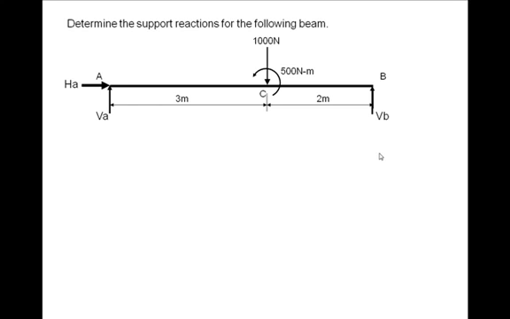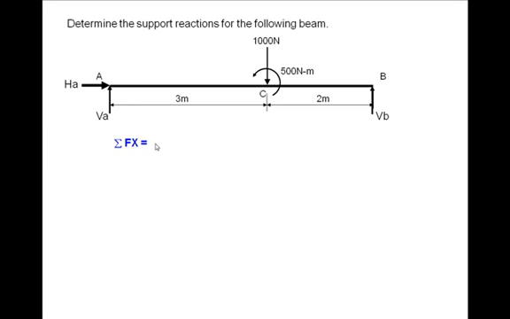This beam AB is subjected to a 1000 Newton load, a 500 Newton meter moment, reaction force HA, reaction force VA, and reaction force VB. All these together are keeping the beam in equilibrium. It means all these forces and moment together should obey our three equilibrium equations: sigma Fx = 0, sigma Fy = 0, sigma M = 0. These equilibrium equations are explained in video 3. We will now use them. So I just keep writing these three equilibrium equations.